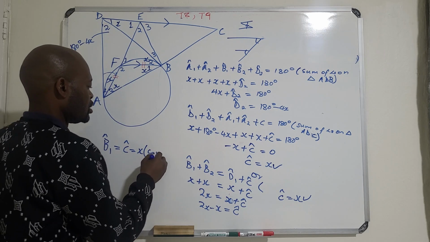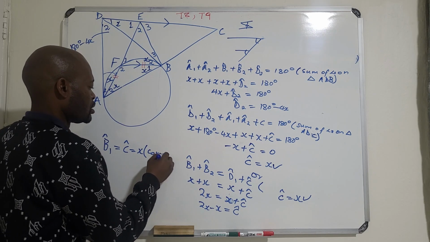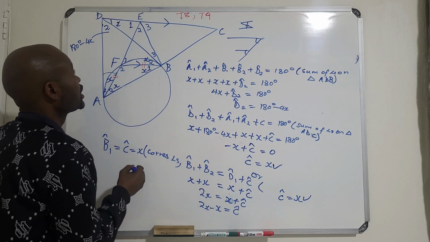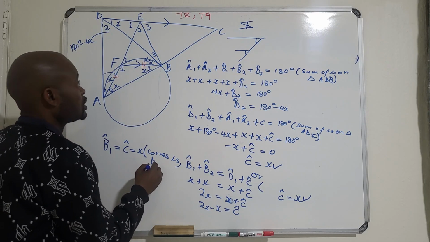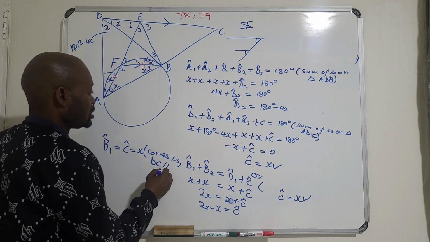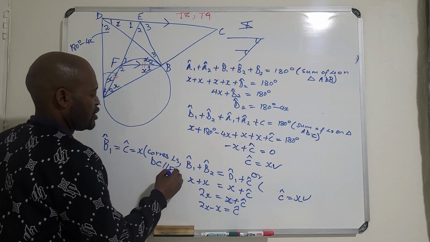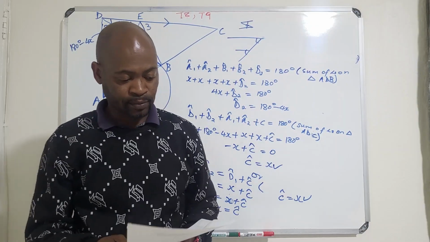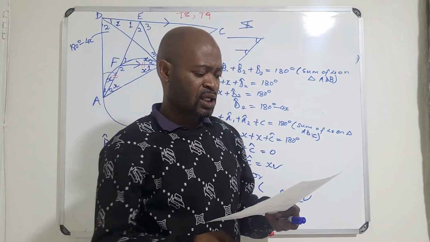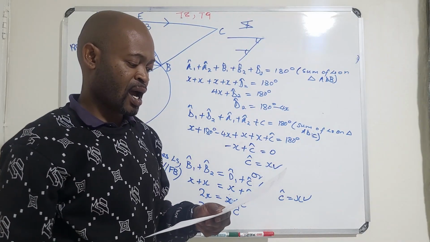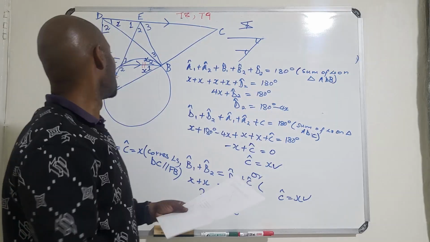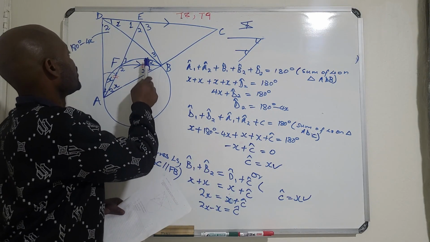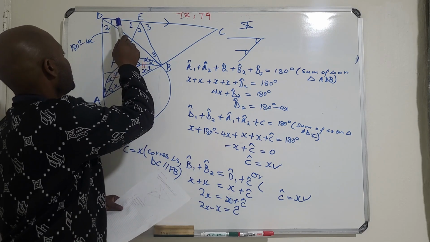Reason: corresponding angles. Why are they corresponding? Because DC is parallel to FB. That's the reason. Now, we have found the 5 angles that are equal to x, which is this one, this one, this one, this one, and that one.